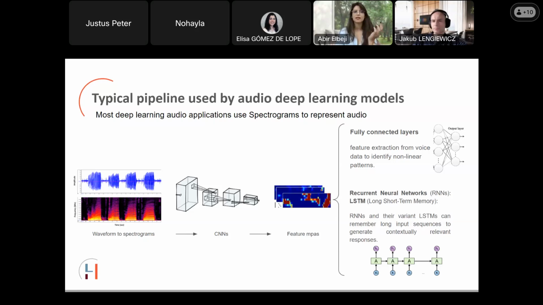Now I said that we can use these features and the spectrogram to build algorithms from scratch, but we can also apply transfer learning.